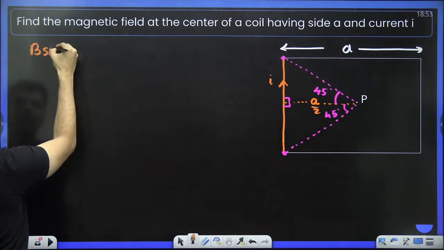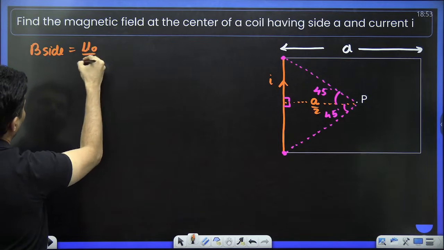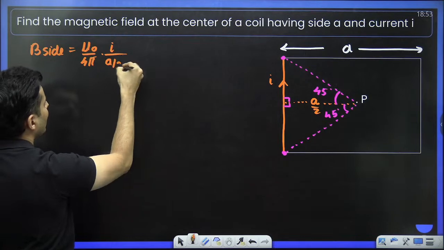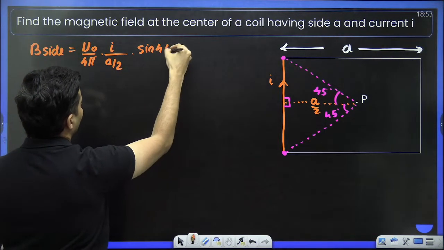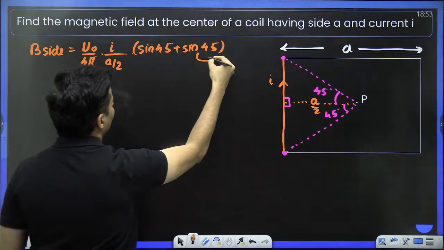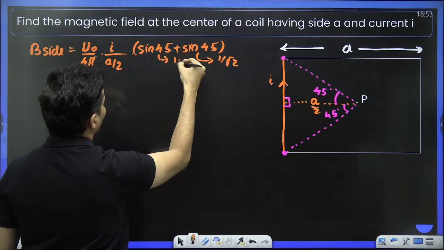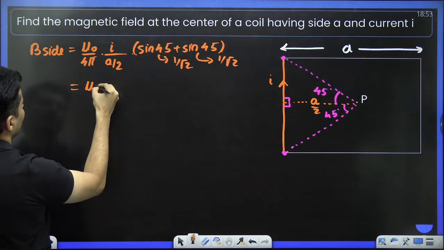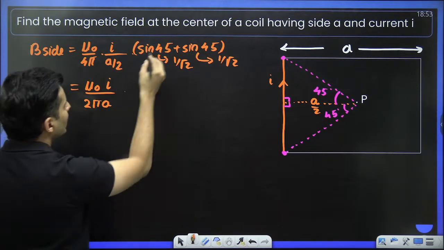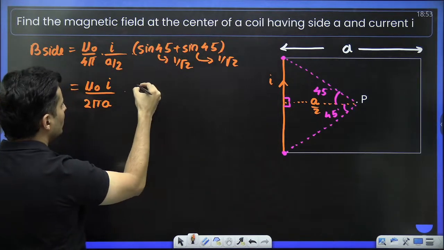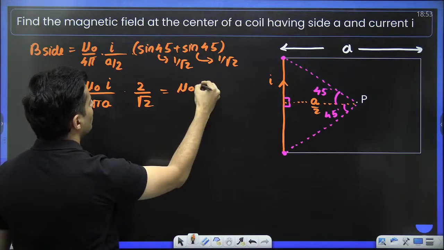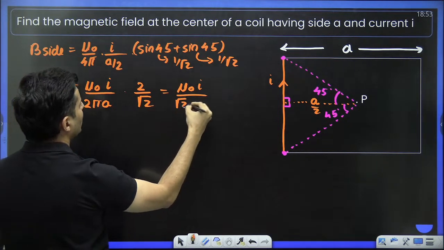Next important thing, I will find the magnetic field due to that part. So magnetic field due to the side will be mu naught by 4 pi. Current is I. Distance is not A, it is A by 2. Be careful. Into sine 45 plus sine beta, which is again 45. Sine 45 we all know is 1 by root 2. So mu naught I. This 2 and 4 cancels. It will become 2 pi A. Sine 45 both 1 by root 2, so it will become 2 times 1 by root 2. 2 and 2 cancels. So I am just left with mu naught I divided by root 2 pi A.